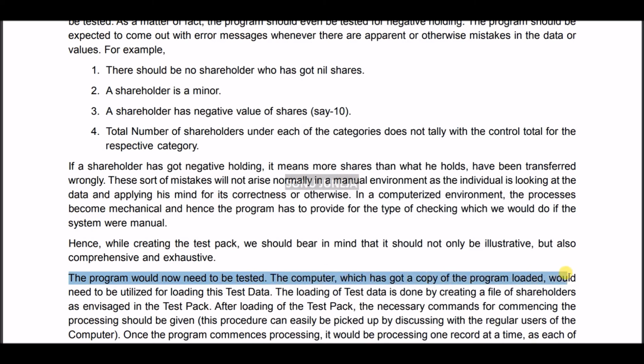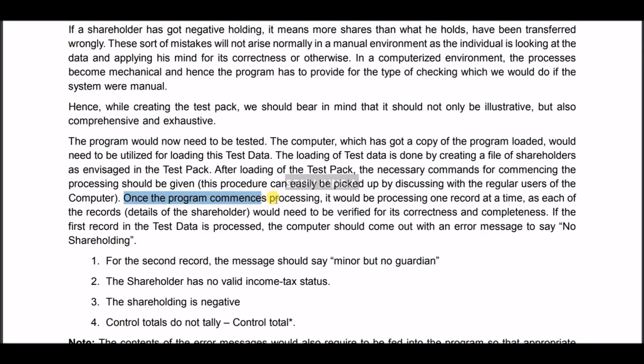The computer which has a copy of the program loaded would need to be utilized to load this test data. The loading of test data is done by creating a file of shareholders as the test pack. After loading the test pack, the necessary commands for commencing the process should be given. This procedure can easily be picked up by discussing with the regular users of the computer. Once the program commences processing, it would be processing one record at a time, as each record's details of the shareholder would need to be verified for correctness and completeness. If the first record in the test data is processed, the computer should come out with an error message saying no shareholding.